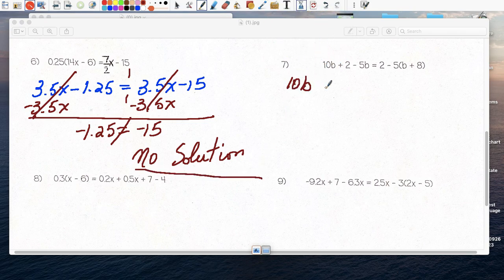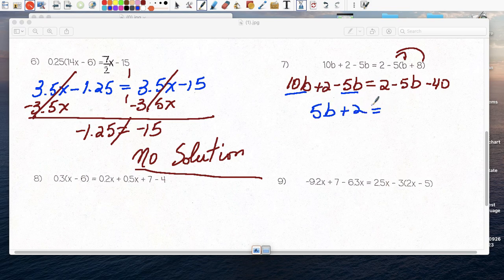10b plus 2 minus 5b equals 2, and then distributive property here, we get negative 5b. Negative 5 times 8 is negative 40. Be careful with your signs, please. Combine like terms. 10b and minus 5b on the left side equals 5b. Don't forget the plus 2. On the right side, 2 and negative 40 can be combined, and we get negative 38 minus 5b.